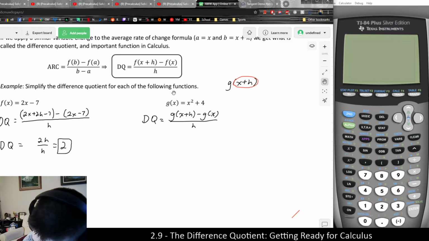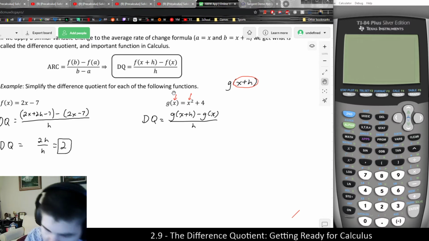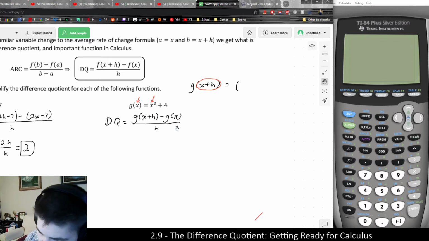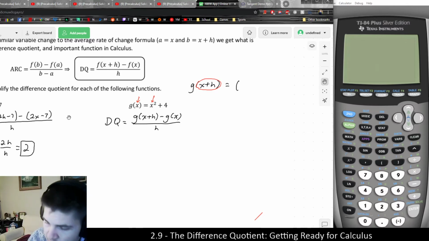I need to plug it in for all the x's, right? Because if I'm going to do g of 2, that whole thing would need to go into the x. So g of x plus h, and we talked about this way back in chapter 2 at the beginning of the semester, but it's good to review because this is important in calculus. But this would give us, well, normally g of x is x squared plus 4. So here I'm plugging in x plus h. So x plus h would need to be inserted into the square plus 4.